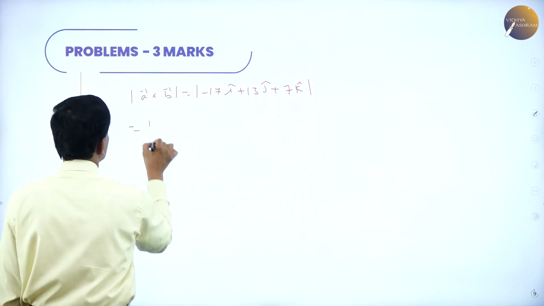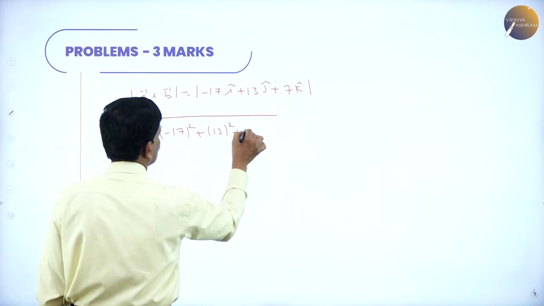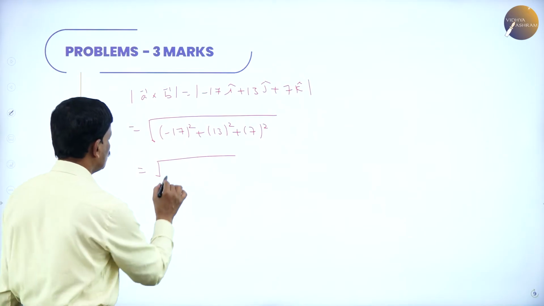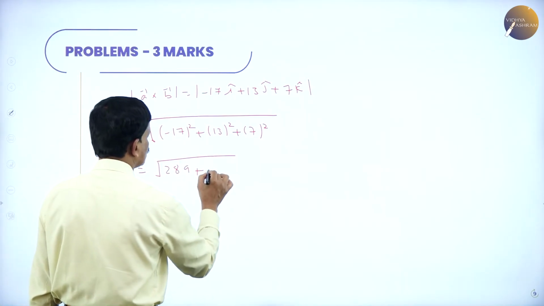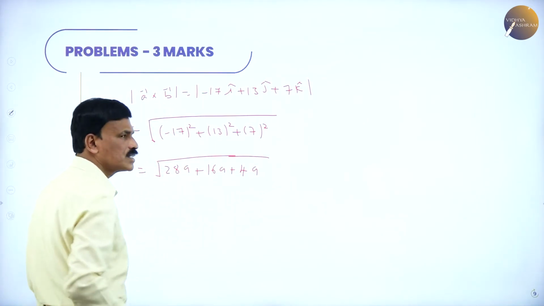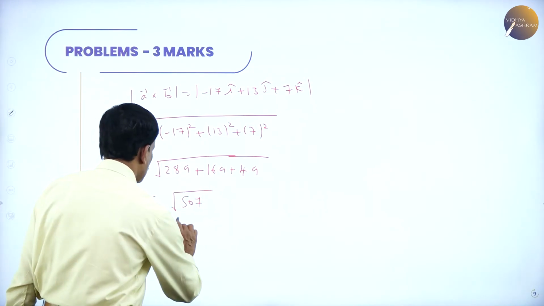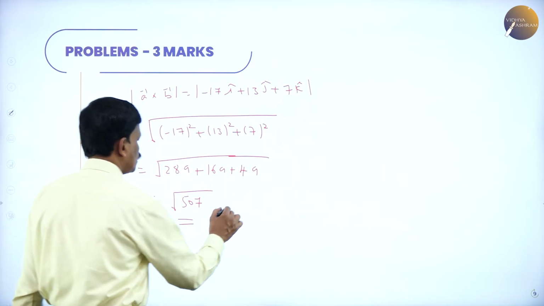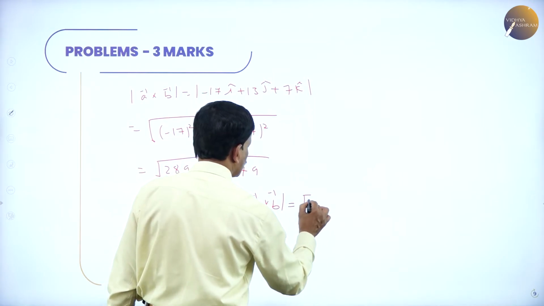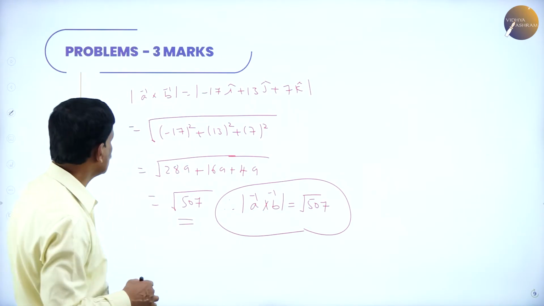So this is equal to root of minus 17 square plus 13 square plus 7 square, which is the magnitude. So 17 into 17 is 289, plus 13 into 13 is 169, plus 7 7s are 49. If you add 289 plus 169 plus 49, we get 507. Therefore the magnitude of vector A cross B is equal to root of 507 units. Now let me check once again.